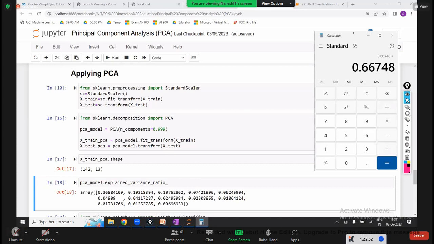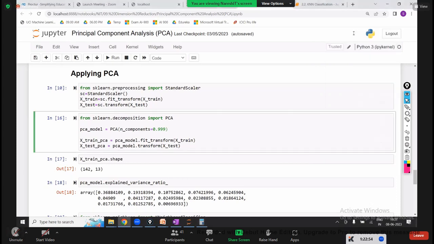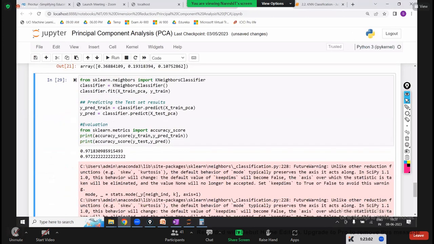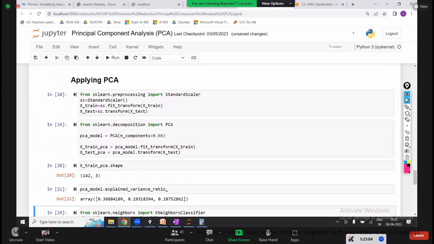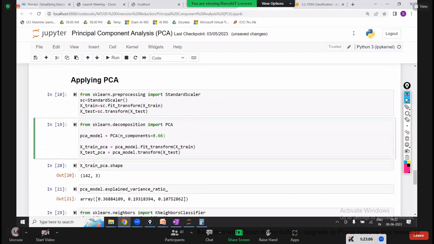Now let us try like this. I required only 66%. For 66%, how many columns do I require? 3 columns are sufficient. So it is going to give me only 3 columns. Is that clear now? If my requirement is 66%, it is going to give me only 3 columns.